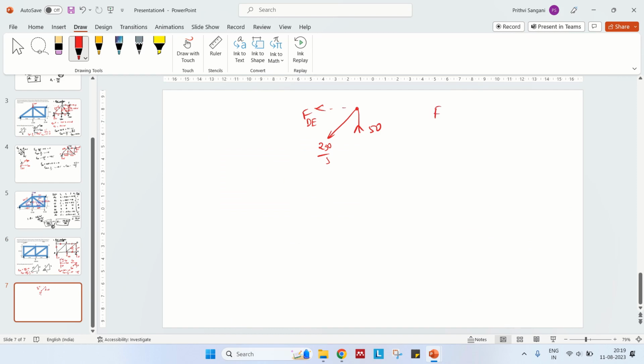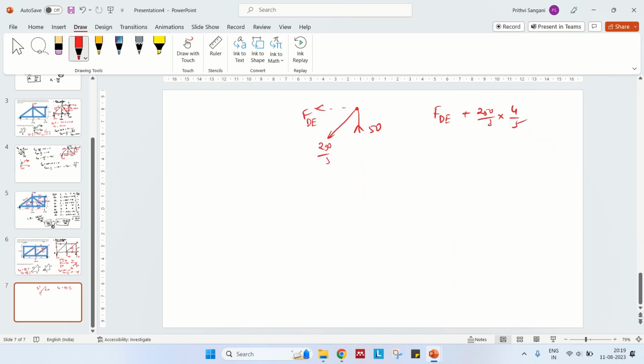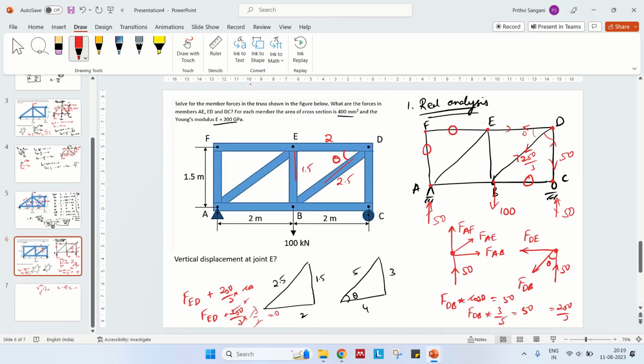And someone found FDE. What is FDE? FDE plus 250 divided by 3 times cos theta should be zero. This is theta, this is 2, this is 2.5, this is 1.5. That means cos theta is 2 by 2.5, that is 4 by 5. So 4 by 5 of this, 50 times 4 is 200, so this is 200 by 3. How much is this? Did someone find this?